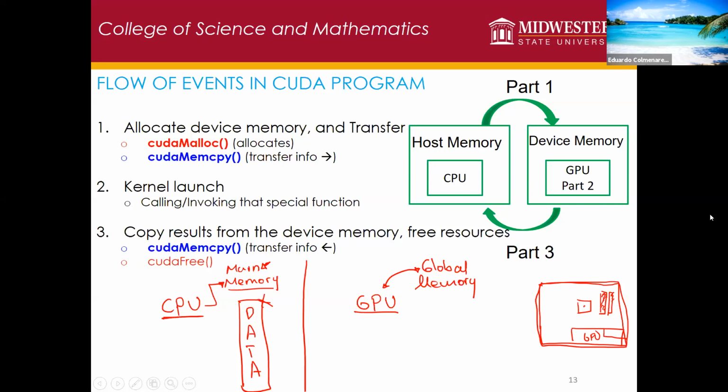So to put this into a more familiar, simple context, let's think about it this way. You have a factory and you have a lot of files that you need to be scanned. Those files are in your warehouse, your main memory. You are the CPU, and your warehouse is main memory. Those files are what we call data.